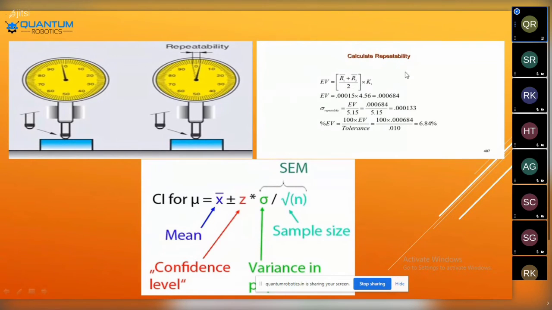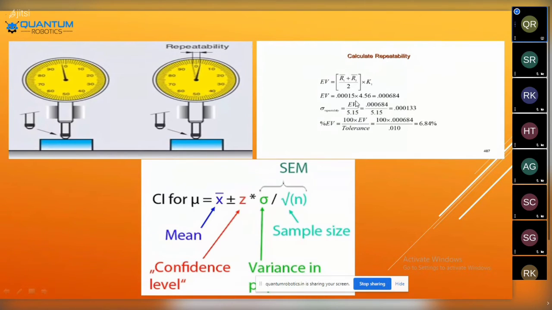Okay, and here we have one small calculation for how we are going to get the accuracy position. This was the formula for getting this particular resolution. EV is equal to (R1 plus R2) by 2 into K1. Here R1 and R2 refer to repeatability, how it was in the R1 position and how it was in the R2 position. If we assume that in the R1 position it is 0.00015, and in the R2 position it is 4.56.